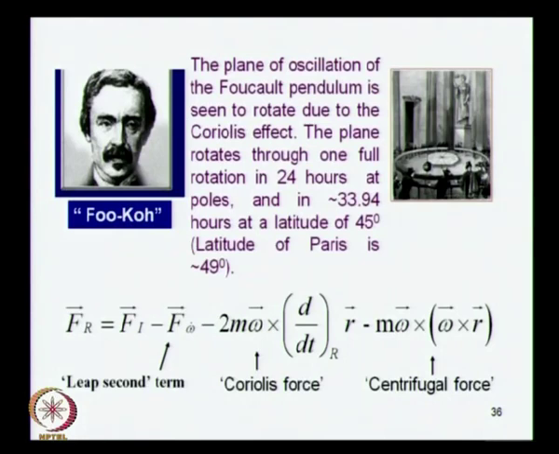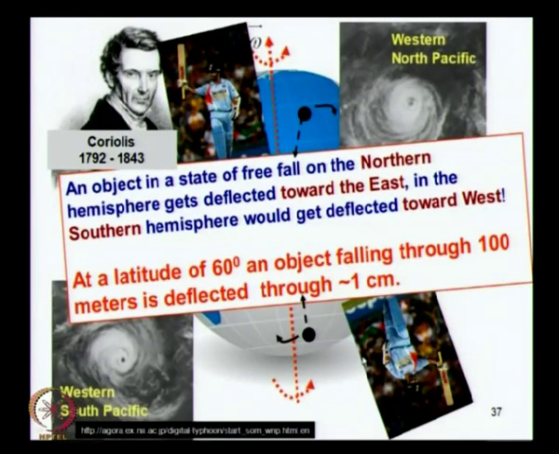So, if you set up the equation of motion in the Earth's rotating frame of reference, then you need to invent the pseudo forces. There is a Coriolis term, there is a centrifugal term, and all of this we will study in some detail in unit 5. It also explains weather formations. If you see storms in the South Pacific or the North Pacific, they rotate in opposite directions. One is clockwise, the other is anticlockwise.